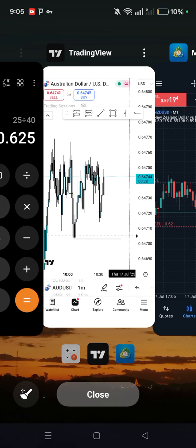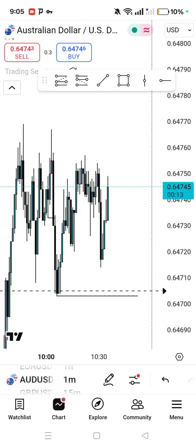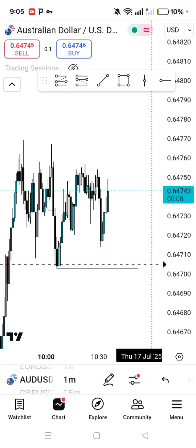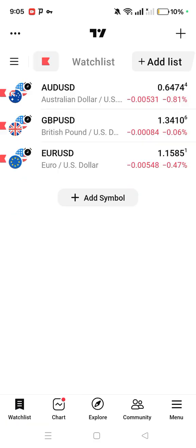Well, either way, I entered a valid trade, so if I lose, I lose, bro. That's just what it is. Right? I entered a valid trade. If I lose, I lose. There's nothing to say about it.